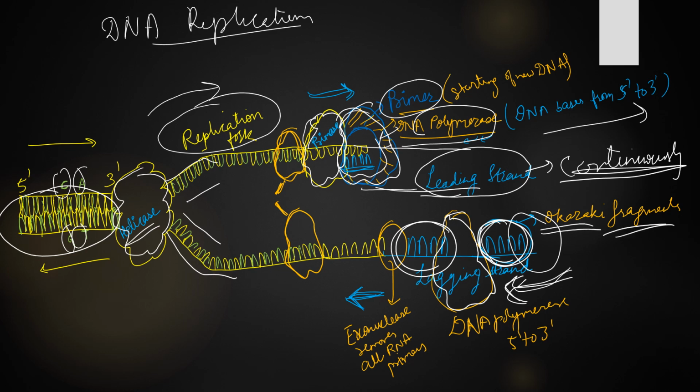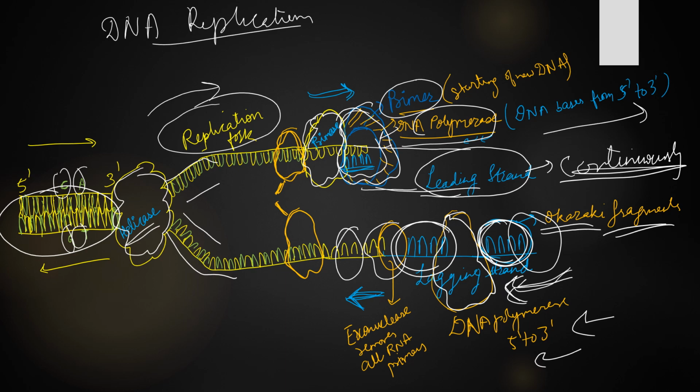Each of these fragments is started with an RNA primer, and DNA polymerase then adds a short row of DNA bases in the 5' to 3' direction, which is the opposite direction. Then the next primer is added down the lagging strand and another Okazaki fragment is made, and the process goes on repeating.